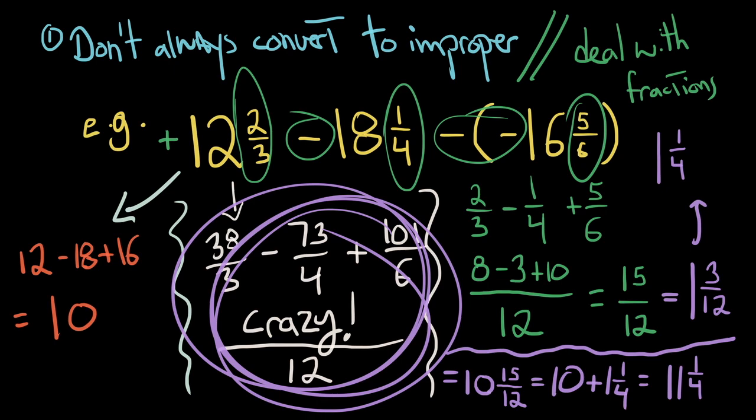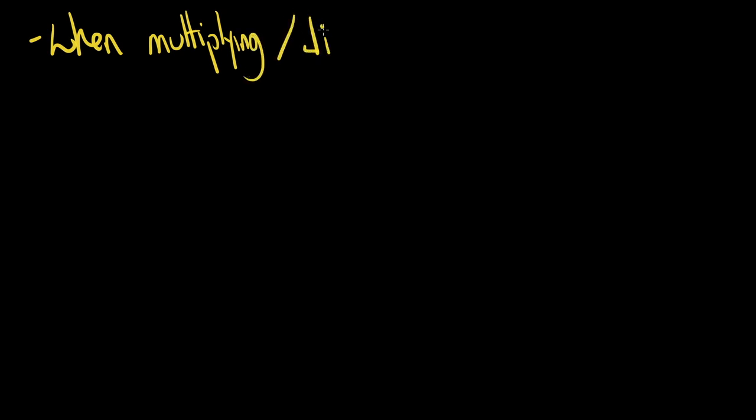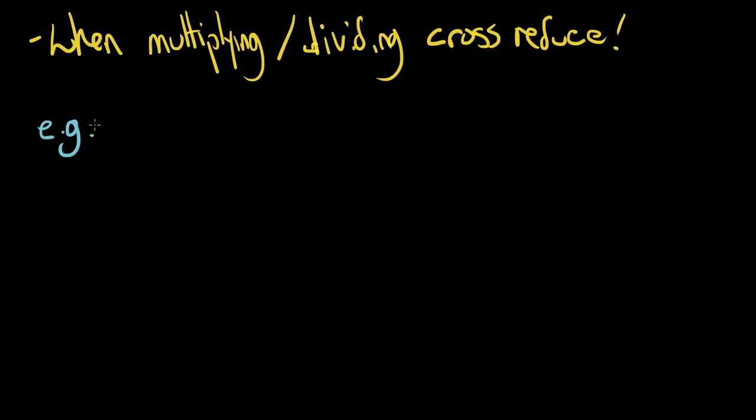Let's stay on fractions. Why not? Let's stay on fractions. And some more little reminders. When multiplying or dividing, make sure you are cross-reducing first. Again, I'm trying to give you tips that are going to make your life easier. So cross-reduce. So here we go. Here's some examples. Actually, I'll probably just give you one. Let's give you a monster example.